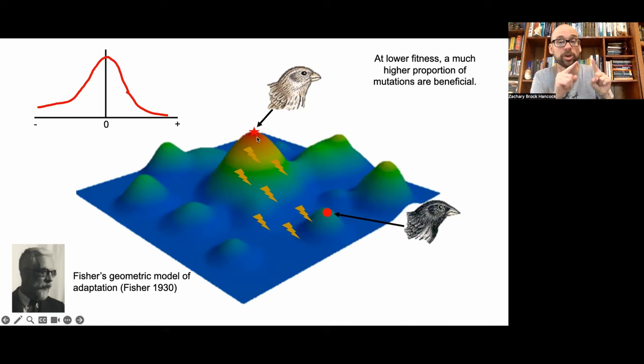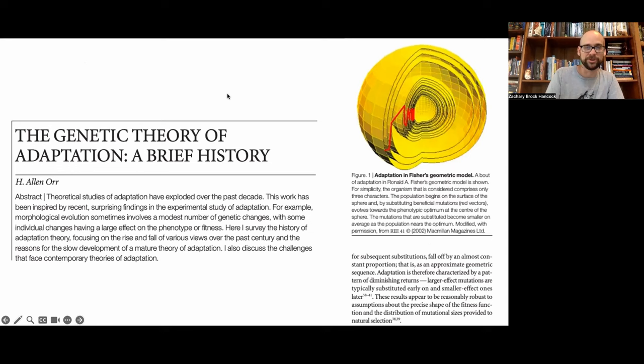So that distribution is determined by how far away you are from the fitness peak, as well as how big the mutational effect is. And those two things actually interact with one another, such that as you get closer and closer and closer to the optimum, how big of a step you can take and still climb the peak gets smaller and smaller and smaller. This idea was reviewed in this really great paper by H. Allen Orr, who was a graduate student of Jerry Coyne, and who has done a lot of work in the genetics of adaptation. And he gives a lot of empirical examples of this very sort of thing happening.